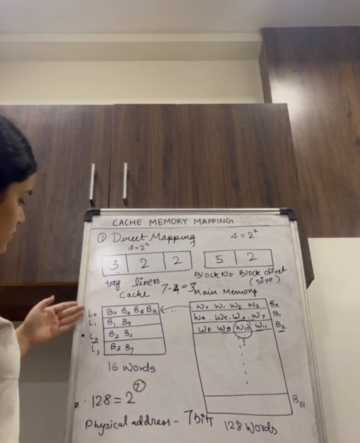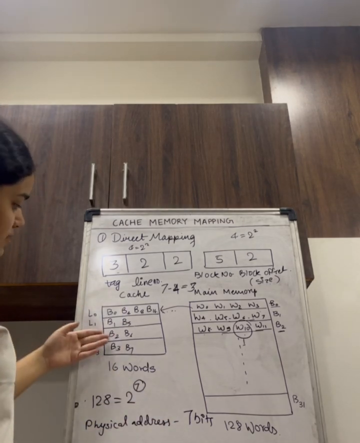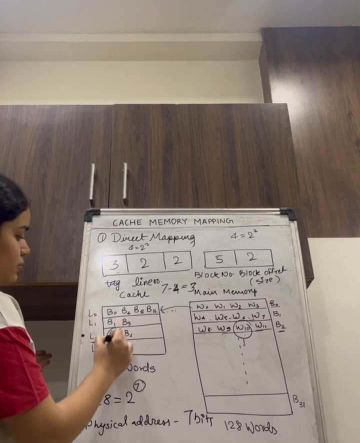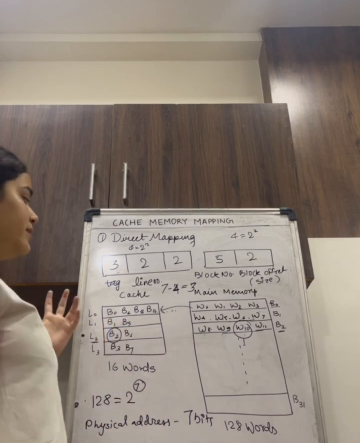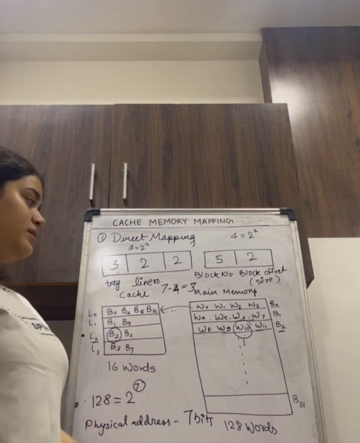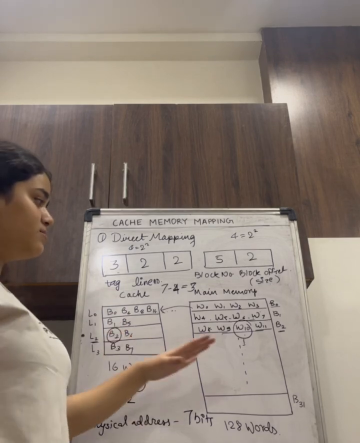at 0 index, we have B2. So that's how we get the physical address in the cache memory when it is mapped from the main memory.